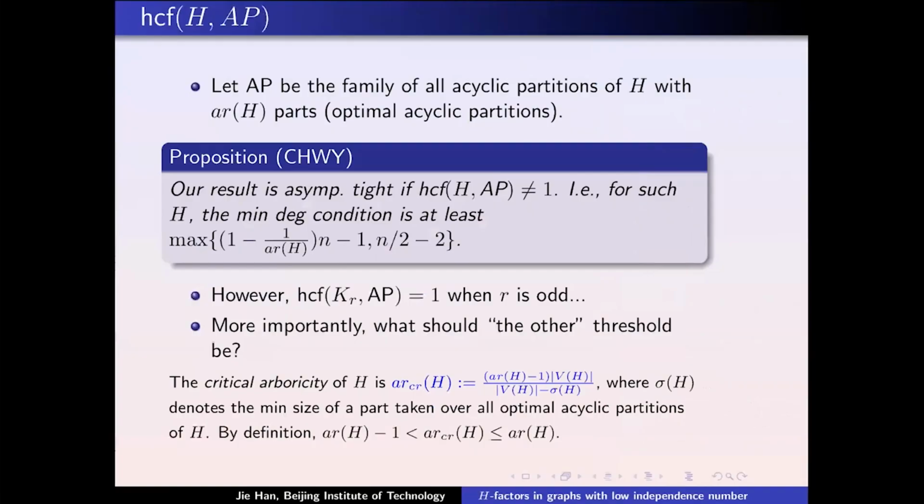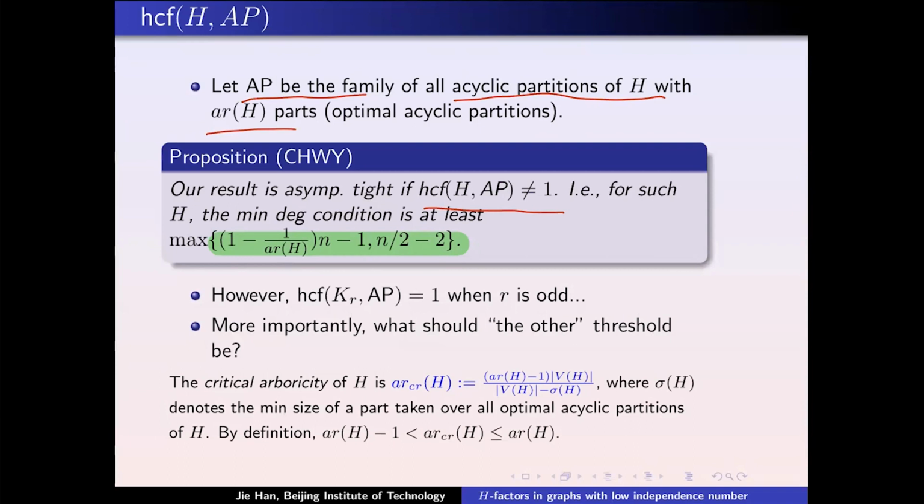Let AP be the family of all acyclic partitions of H. And again, the optimal ones with ARH parts, namely the optimal acyclic partitions. And then we have a proposition which proves the lower bound, and which says our previous theorem is asymptotically tight if HCF of H, AP is not one. So namely for such H, the minimum degree condition is at least this much. So then it's asymptotically tight if and only if HCF of H, AP, this HCF function we just defined, is not one.